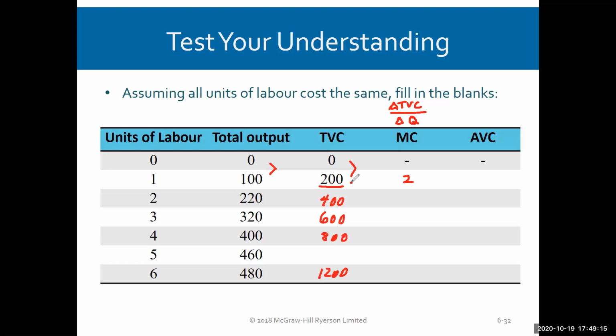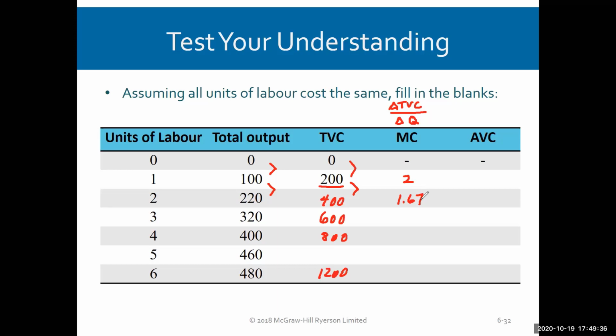Now I want to go to the next one. I say, what's my change in total variable cost? 200 to 400, that's 200. But my change in total output is 100 to 220. That's 120. So it's 200 divided by 120. So make sure that you can see that. That's 1.67, my marginal cost.